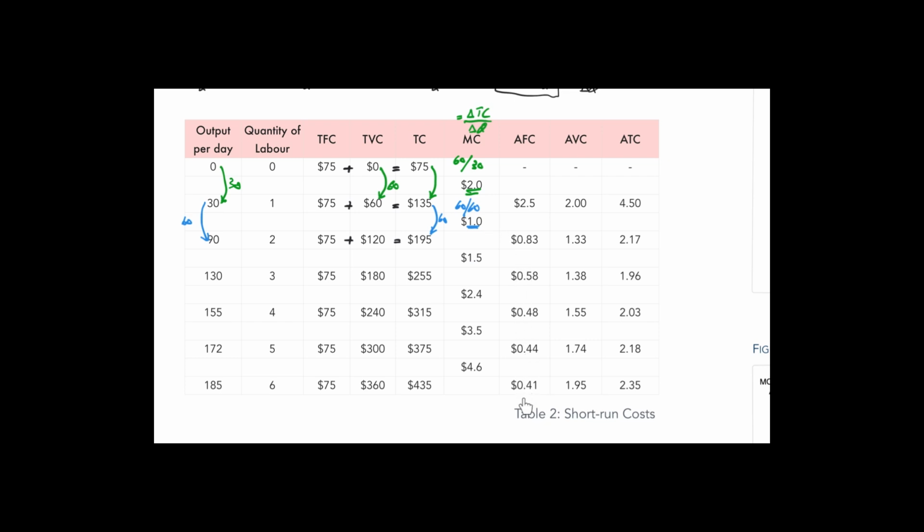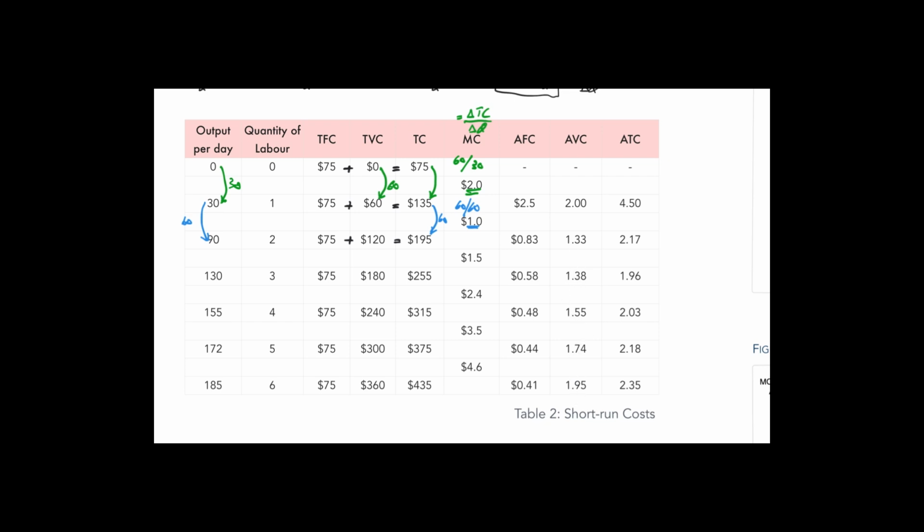Average fixed cost can never go up, by the way. It will just keep on going down. If I decide that my fixed cost is going to change, that can only happen in the long run, where your fixed cost can go out and disappear. But otherwise, it can't really change.